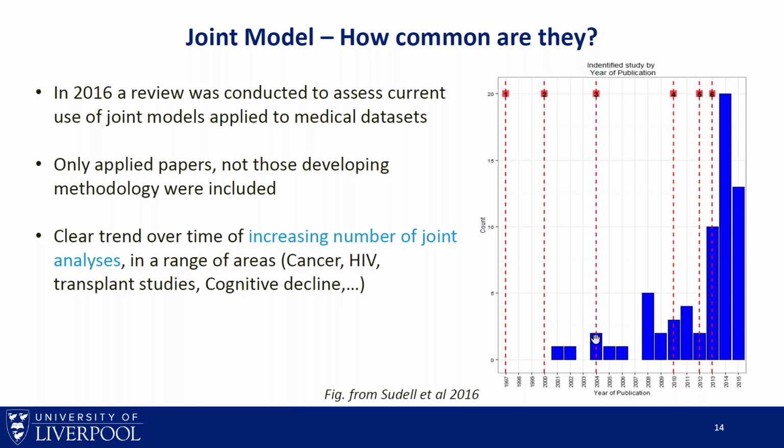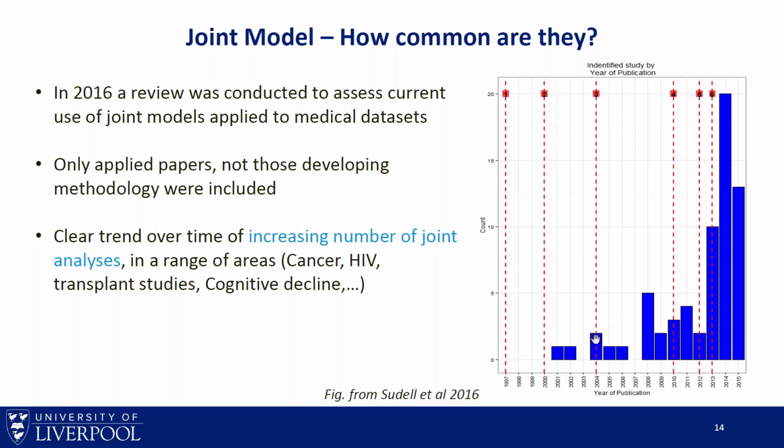The red lines indicate key events in joint modelling literature, for example, the release of textbooks or seminal papers on the topic. As you can see, there's a clear trend over time of researchers starting to use joint modelling analysis, and this was across a range of disease areas, including cancer, HIV, transplant studies, and also modelling cognitive decline.